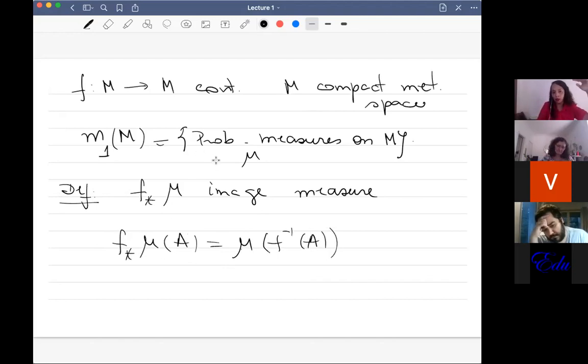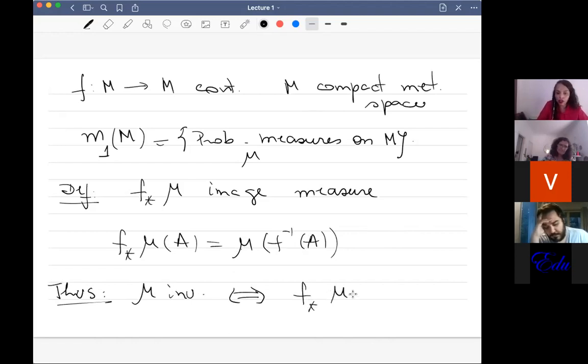So you fix a probability measure on M, and you define a new measure. This new measure is called F star mu. It's the image of the measure. And this new measure is defined by taking the measure of the pre-image of the set. Okay? So this gives a way of writing the definition of invariant measure. So mu is invariant if and only if F star mu is equal to mu. Because to be invariant, the measure of the pre-image has to be equal to the measure of the set. So we can rewrite the definition of invariant measures using the image measure: the image of the measure should be equal to the measure.